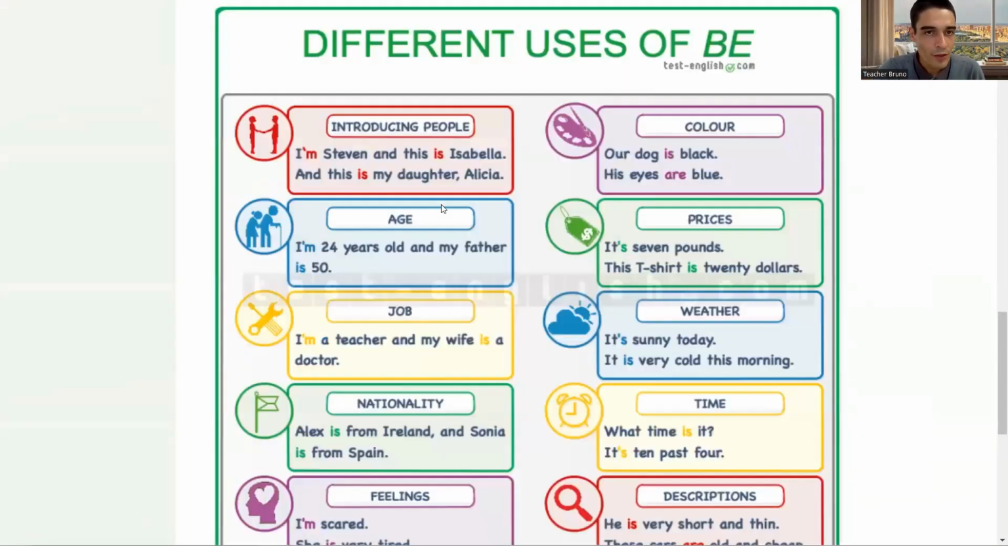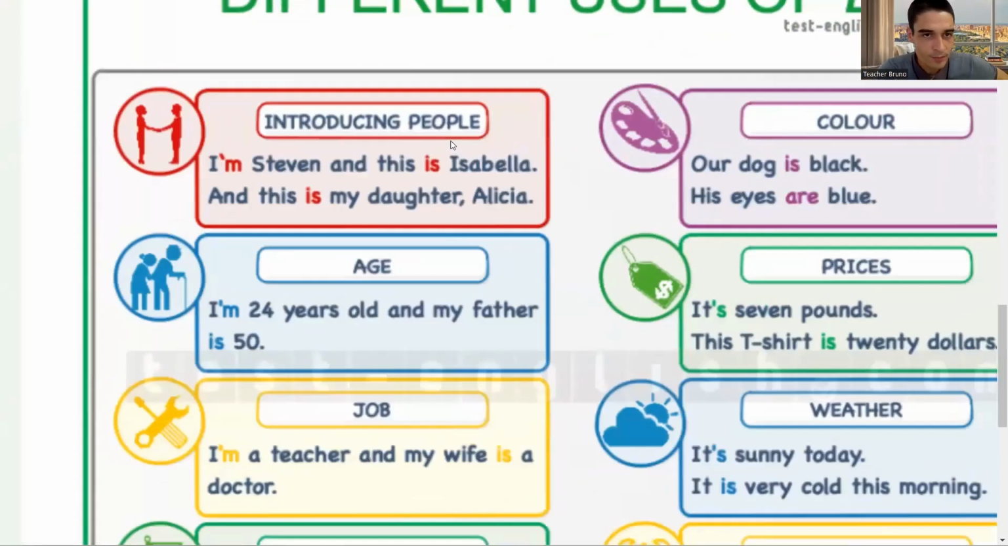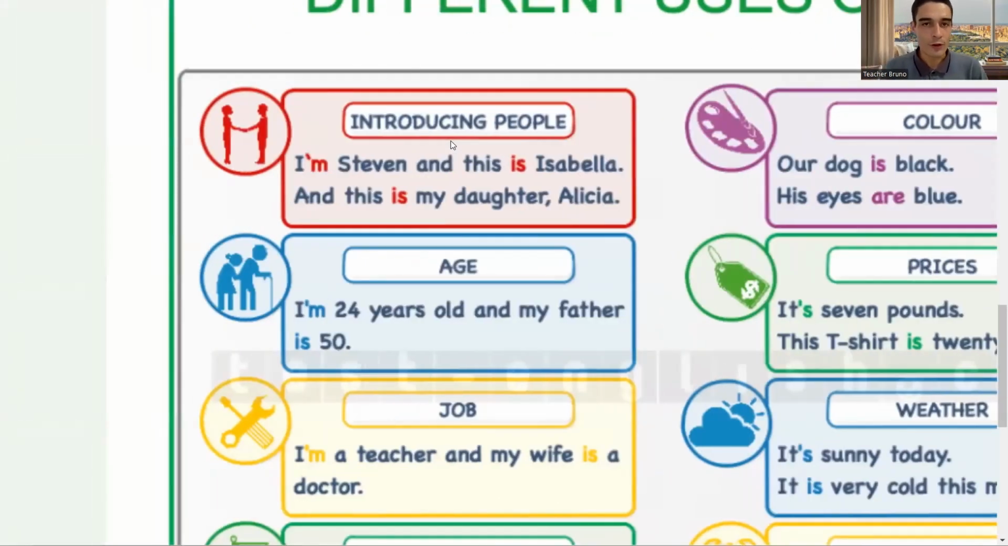Starting off with introductions. We use the verb to be for introducing people. Okay, you can say, my name is John. No problem whatsoever. But it's best to use the verb to be. I am. Just like in the example over here.